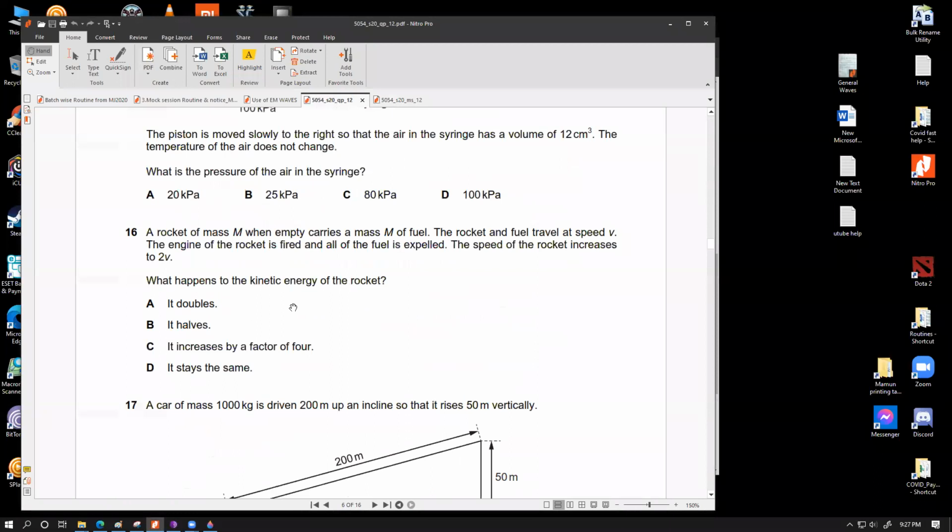The question says that a rocket of mass m, when empty, carries a mass m of fuel. The rocket and fuel travel at speed v. The engine of the rocket is fired and all the fuel is expelled. The speed of the rocket increases to 2v. What happens to the kinetic energy of the rocket? That's pretty simple. You just calculate at the beginning. You have a total at the beginning. Actually, let me just screenshot this.